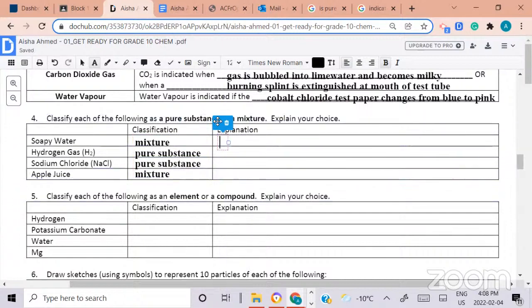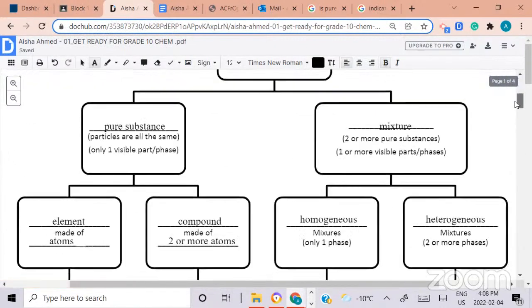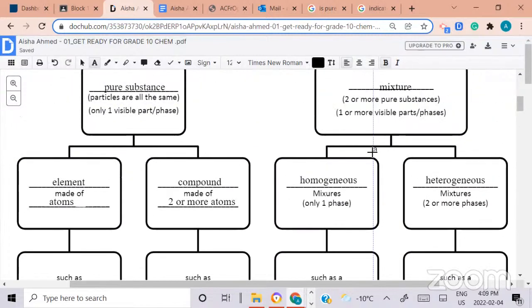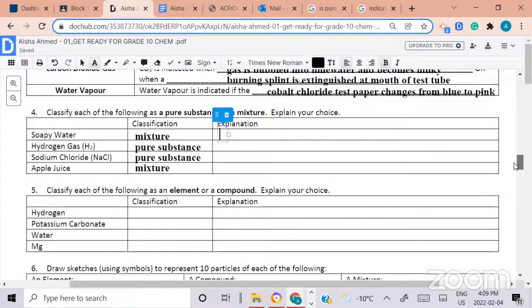Okay, so go back to the definition of pure substance at the top of the first page. You can go back to your explanation now. I was just checking one thing. So you can say consists of 2 distinct parts, soap and water. I mean, you can kind of see the different parts. Okay, hydrogen gas made up of 1 element.